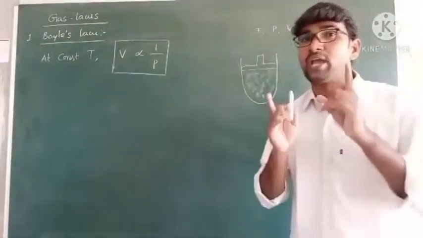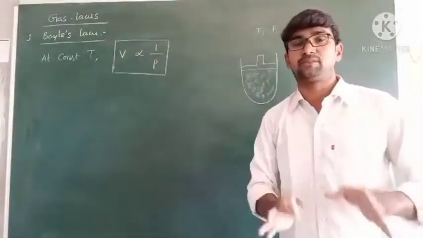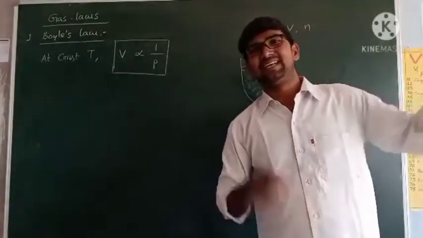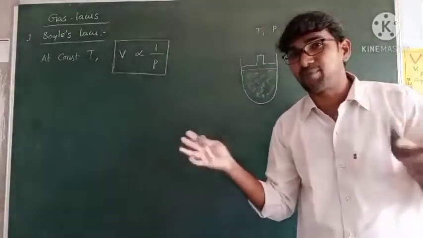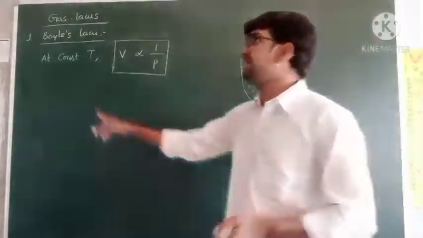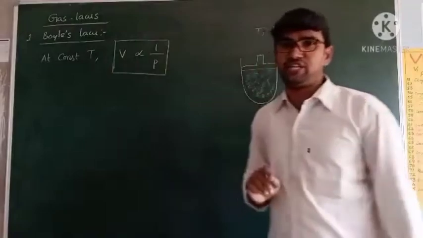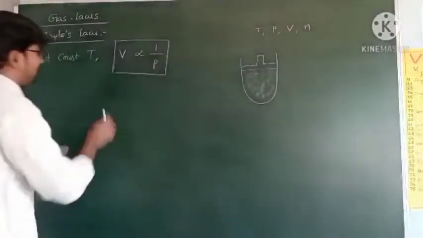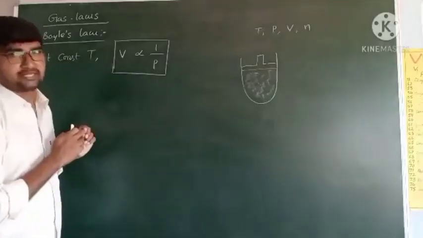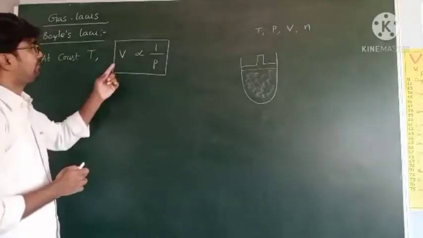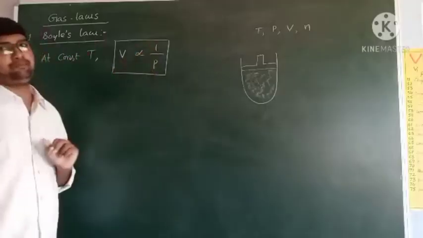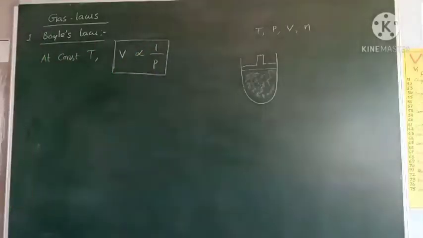But the condition is that we have to maintain constant temperature, because if temperature increases, volume also increases, and then the pressure condition is not applied perfectly. That's why for Boyle's law, we have to maintain constant temperature. At constant temperature, volume of the given mass of a gas is inversely proportional to the pressure, or in other words, volume is directly proportional to 1 by P. Both are the same.